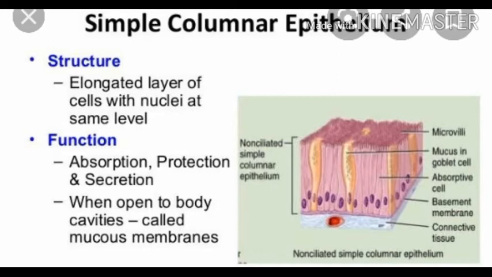Sometimes the columnar epithelium contains hair-like structures on the outside called cilia. In this case, it is called ciliated epithelium, which is seen in the respiratory tract as well as in the fallopian tube in the female reproductive system.